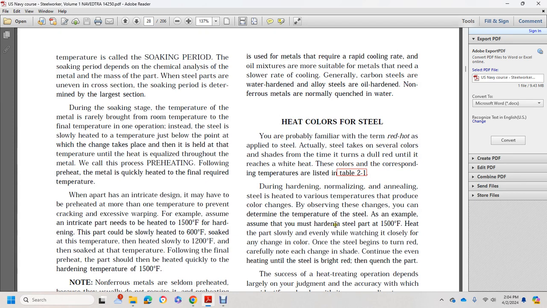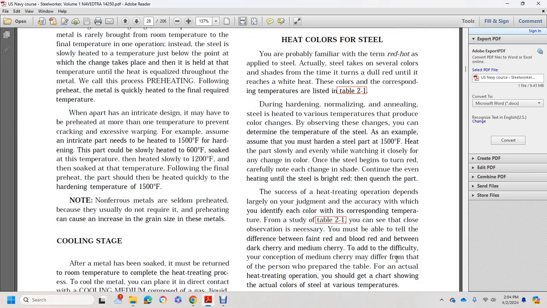For example, to harden a steel part at 1500 degrees, heat the part slowly and evenly while watching it closely for any change in color. Once the steel begins to turn red, carefully note each of the changes in shade. Continue the even heating until the steel is bright red, and then quench.